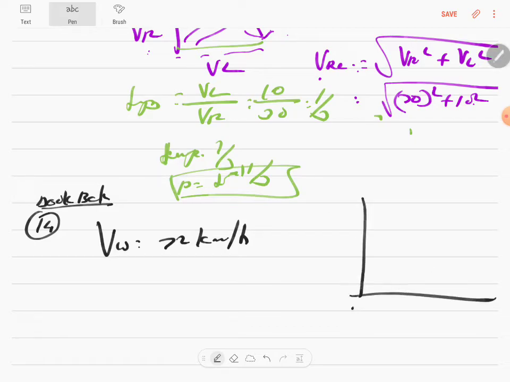Northeast means this is north, this is east, and so this is northeast. Which means this is 45 degree, this is also 45 degree.